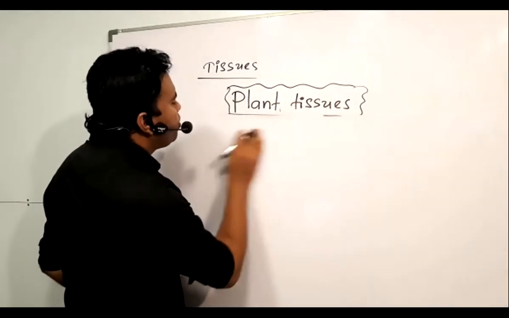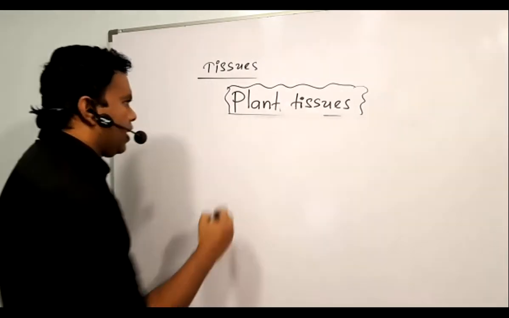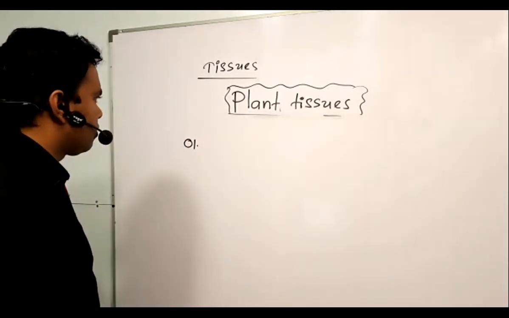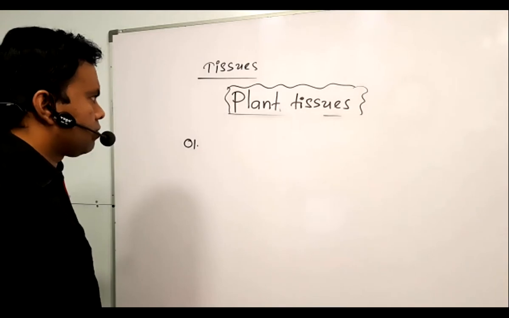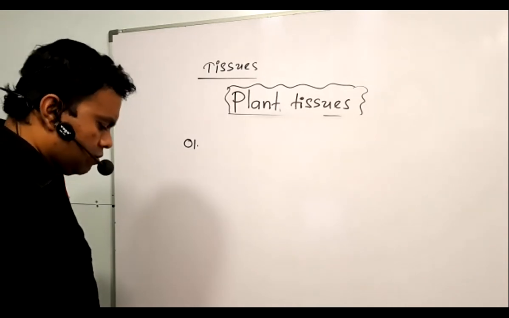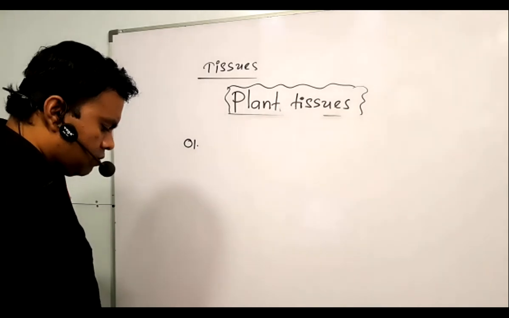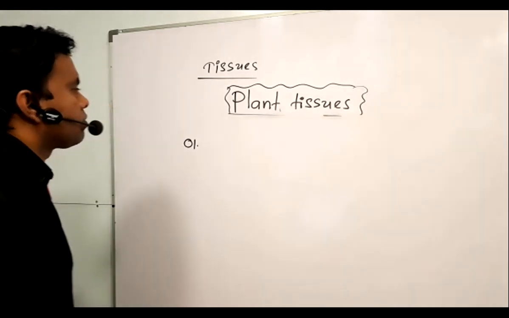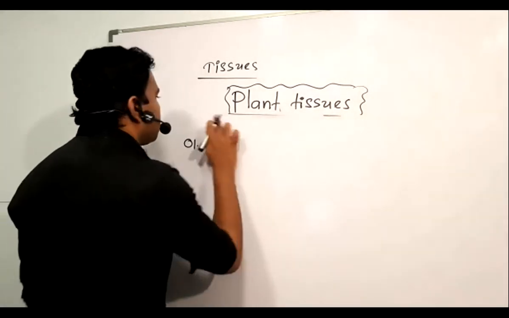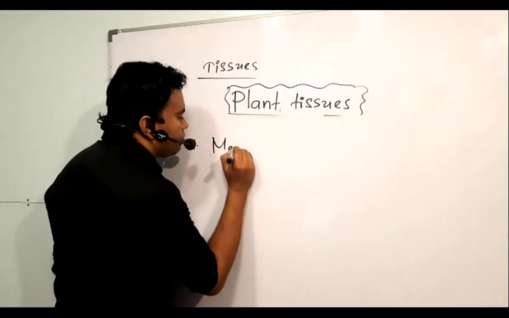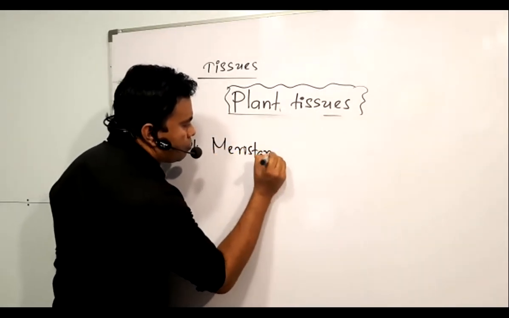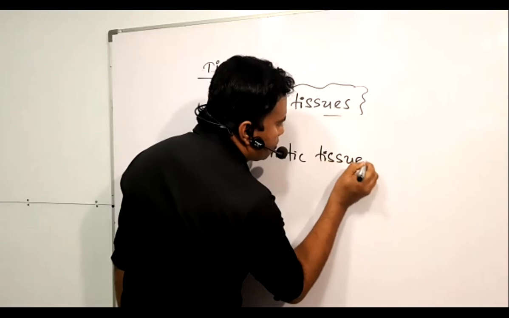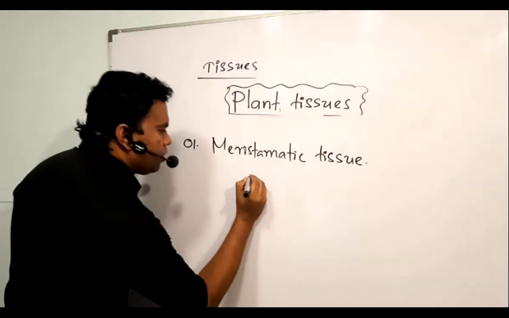Plant tissues are of two types. First one, meristematic tissue.